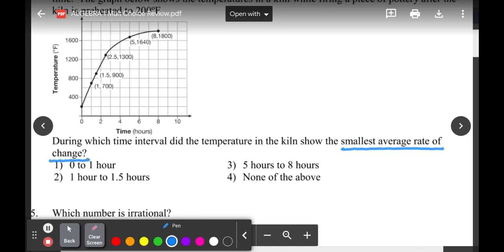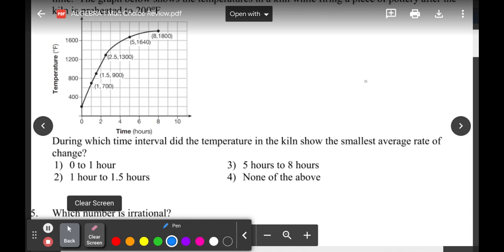We did that in November. That's slope. So the slope is how steep something is. If it's like that, that's a big slope. That's a high slope. If it's like that, it's closer to 0.